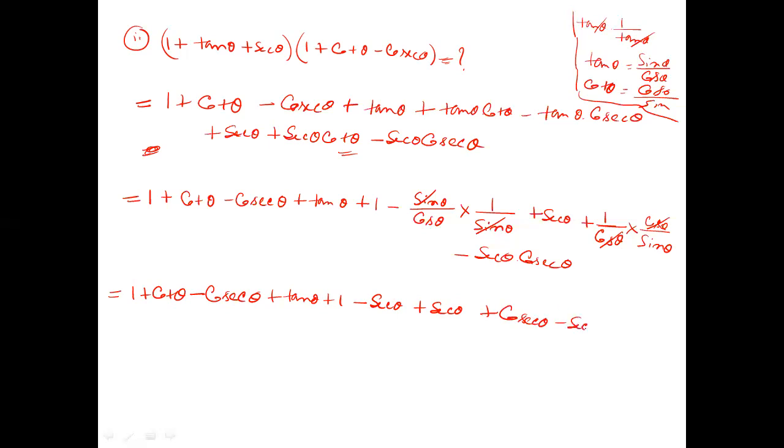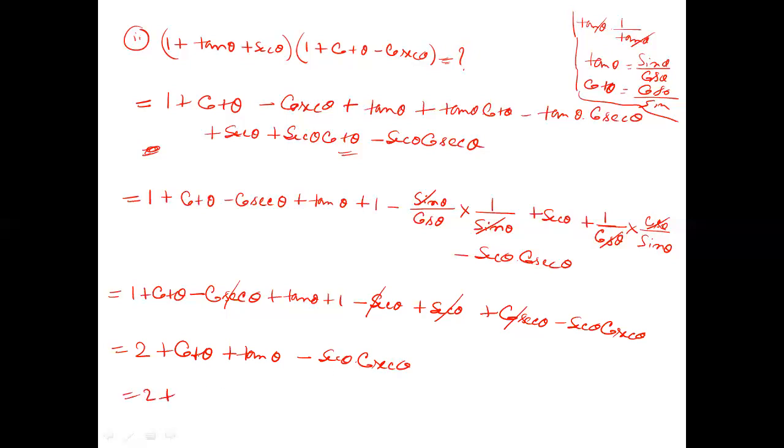Then minus sec theta into cosec theta. Now see, sec theta and sec theta will get cancelled. Plus cosec minus cosec will get cancelled. So then 1 plus 1, it will be 2 plus cot theta plus tan theta. Then the remaining is your sec theta into cosec theta.